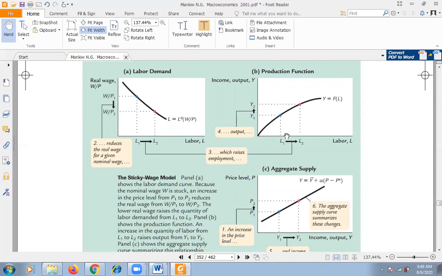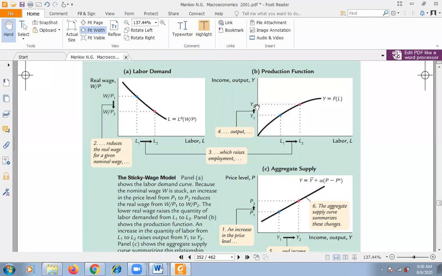From 0 to L1, the firm produces output. But from L1 to L2, please keep in mind the distance is the same: from 0 to L1, and from L1 to L2. From 0 to L1, the firm produces 0 to Y1. But with additional labor, L1 to L2, it produces Y1 to Y2.